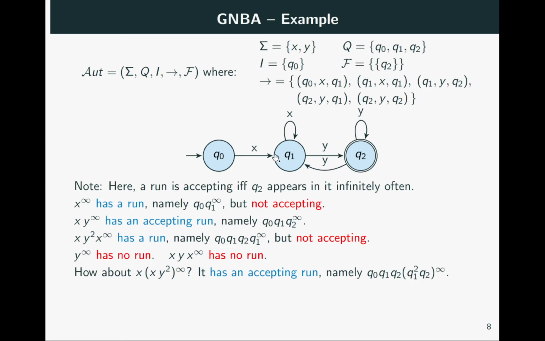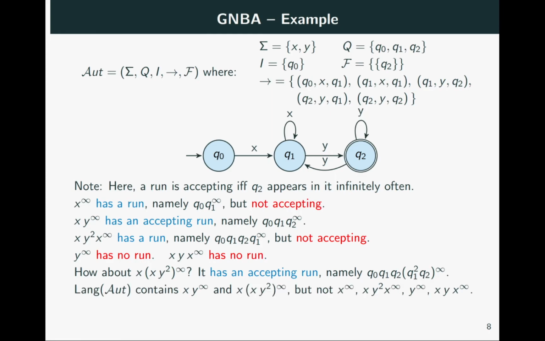Q0, Q1, Q2, then 2 times Q1 and Q2 repeated infinitely. So 2 times Q1 and Q2, 2 times Q1 and Q2, and so on. Why is this run accepting? Because it does visit Q2 infinitely often. More precisely, it visits Q2 every 3 steps. Again, the run is going like this, going like this. So it keeps visiting Q2, which makes it an accepting run.